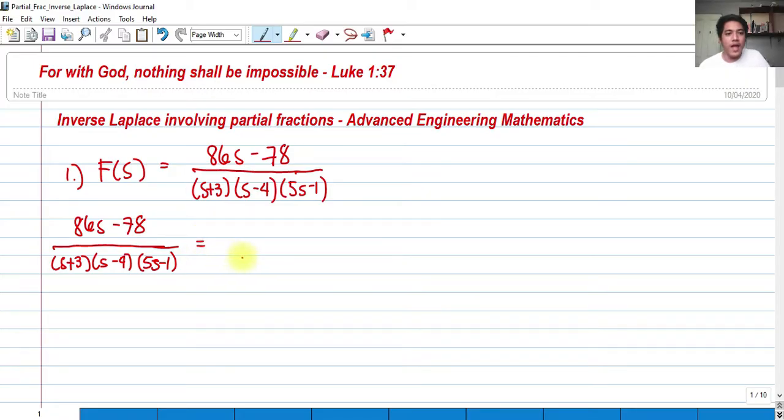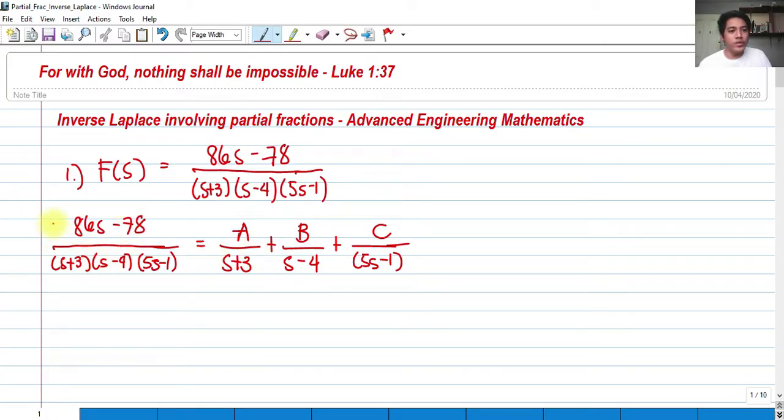So this can be rewritten as a partial fraction decomposition: A over s plus 3. Since this is linear and distinct, we have only A there, plus B over the other denominator, s minus 4, plus C over 5s minus 1. This is still linear and distinct. So we need to find the values of A, B, and C in order for us to get the inverse Laplace transform.